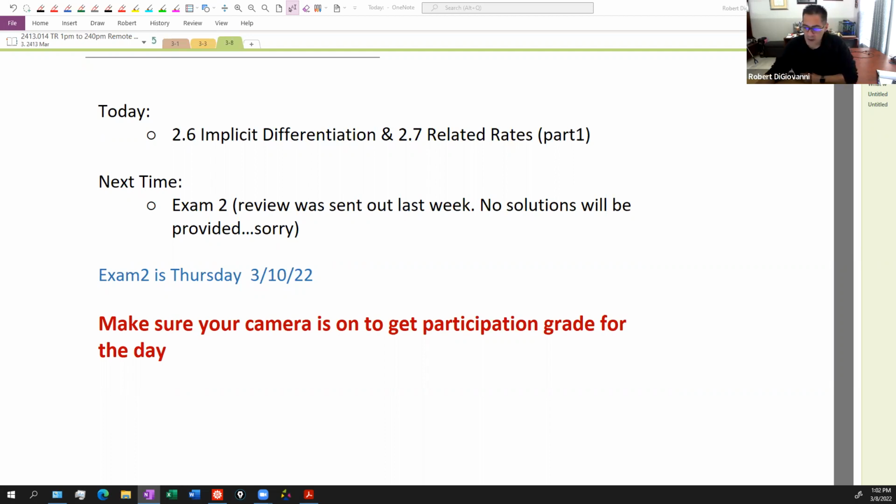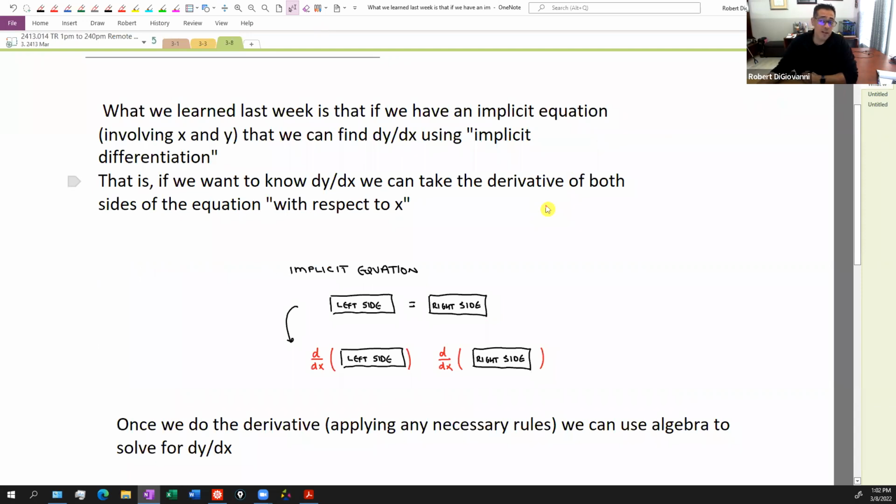Okay, let's do it. So implicit differentiation, let me just remind you what we did last time. Last week we said that if we have an implicit equation, that means an equation that we could not solve for x or y, we could find dy dx using this thing called implicit differentiation, which really just meant that we would be taking the derivative on both sides of the equation with respect to x. That's really what the implicit differentiation meant.